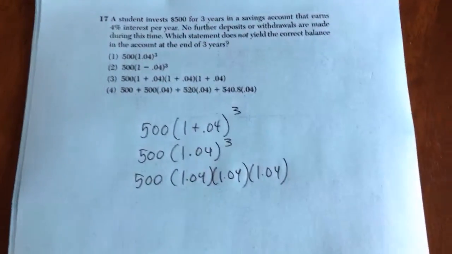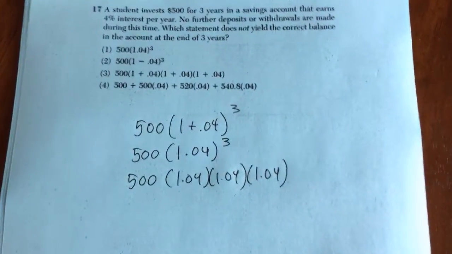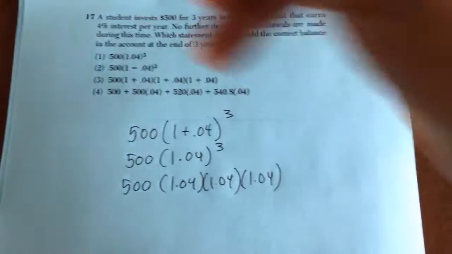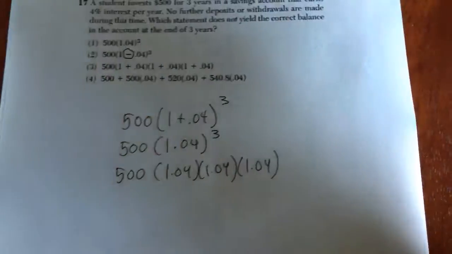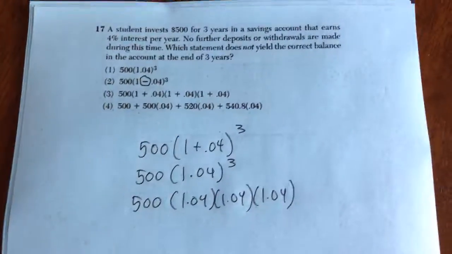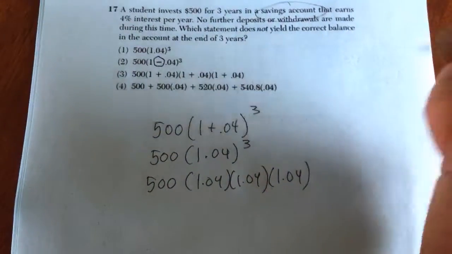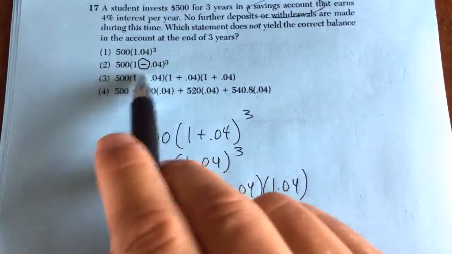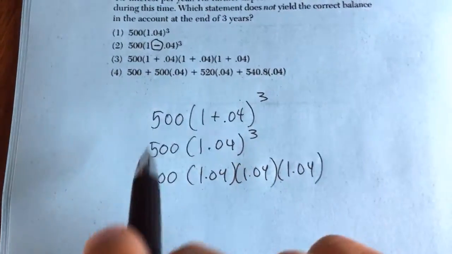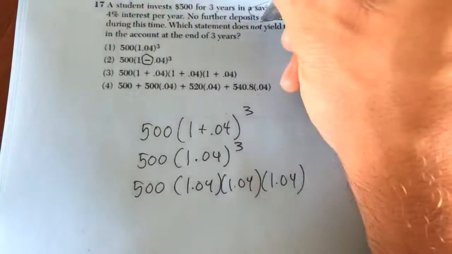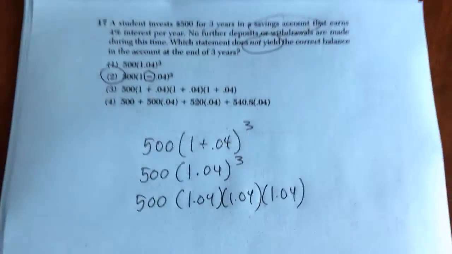Number 17 starts off a little intimidating, especially with all the choices. The good news is that number 2 contains a minus sign, so that's kind of like our giveaway right away, because we're talking about a savings account. We're not going to be losing money. Well, it depends on how the stock market's doing, but we're not going to be losing money. We're always doing pluses. Okay, so which one does not yield? It's going to be choice number 2.